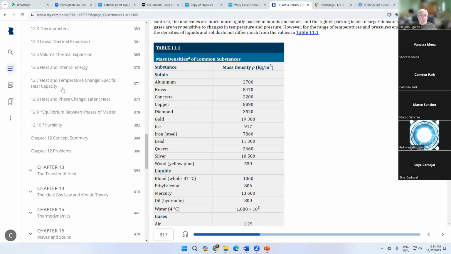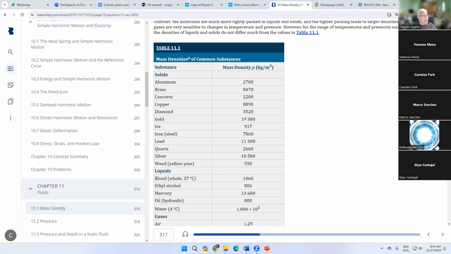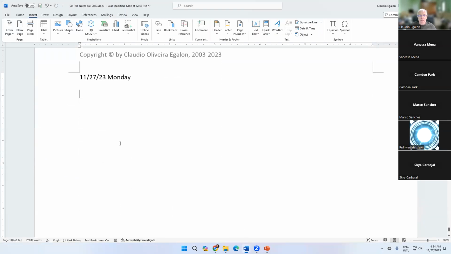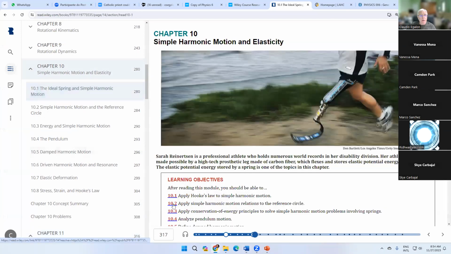What I want to do for this chapter is the following. We are on chapter 10 right now. For chapter 10, we will cover the following sections. The ideal spring, we already did that.